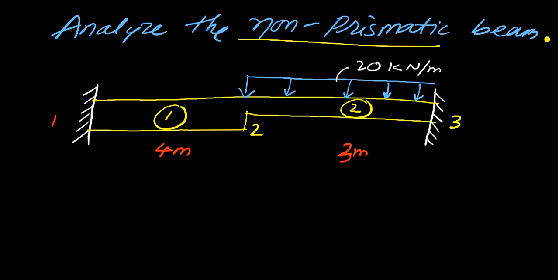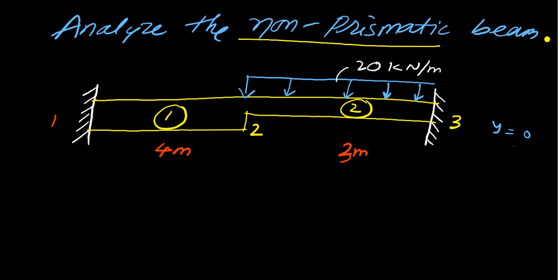Now the nodal data, like the x value for all the three nodes. The x value for node 1 will be 0, for node 2 the x value will be 4 meter, and for node 3 the x value will be 4 plus 3, that is 7, and the y value will be 0. Of course, for all the nodes it will be 0. That is a nodal deformation.